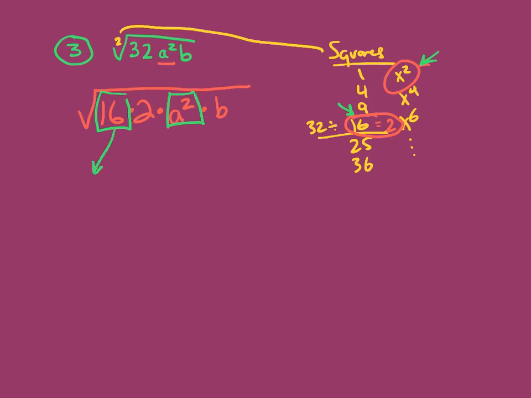And then you'll want to take out the square roots of those. So the square root of 16 is 4. And then remember, with these exponents, you're going to divide by the index. Index is 2. So when you take that out, it's going to be a to the first, 2 divided by 2. You don't need to write the 1. You can just write a. And then on the inside, we had 2 that didn't come out, and we also had b that didn't come out.